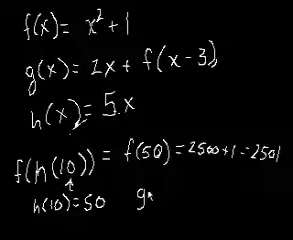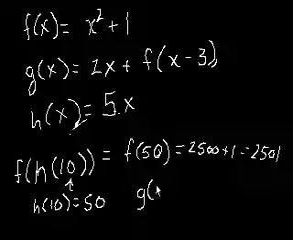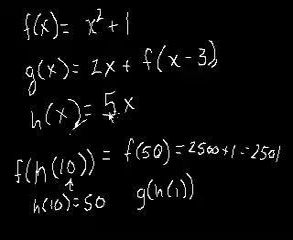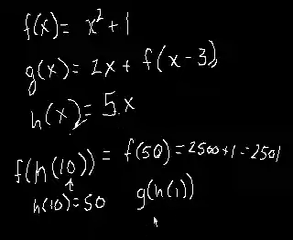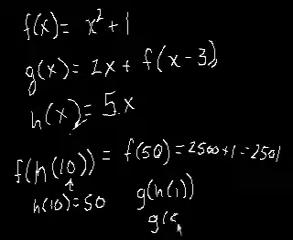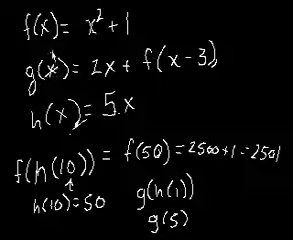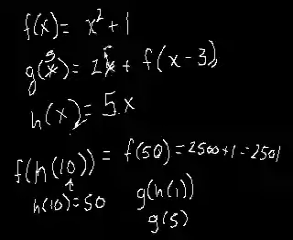What is, let's see, what is g of h of 1? Well, we take h of 1. H of 1 is 5, so this is equal to g of 5. And g of 5, we just replace a 5 here. So g of 5 is equal to 2 times 5 plus f of 5 minus 3, right? We just take wherever we saw an x, we replace it with a 5.